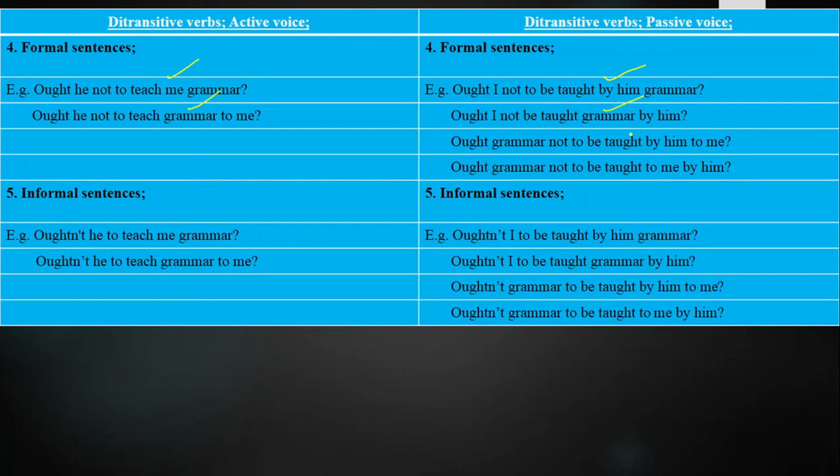Ought grammar not to be taught by him to me? Ought grammar not to be taught to me by him? Last we have got the informal sentences of modal auxiliary verb ought to. Ought to short form you can say that oughtn't to.